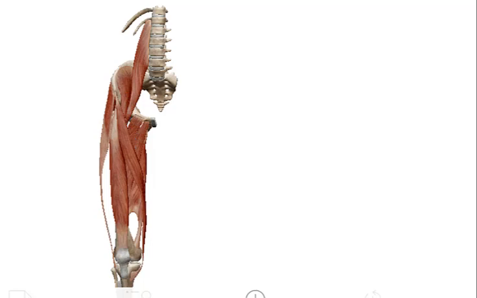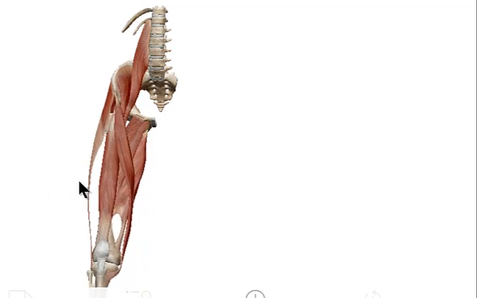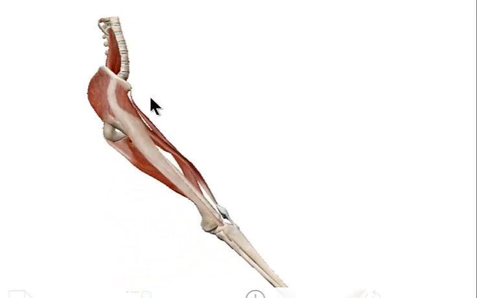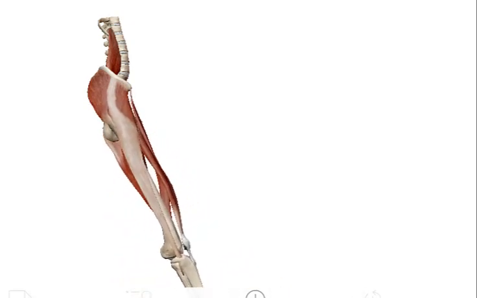The iliopsoas crossing in front of the hip joint. So notice how when this muscle contracts, it causes flexion. You can look at it from the side. So this is straight. Now when the muscle contracts, look at how it's going to cause flexion at the hip joint.